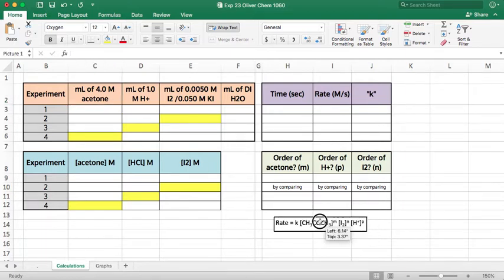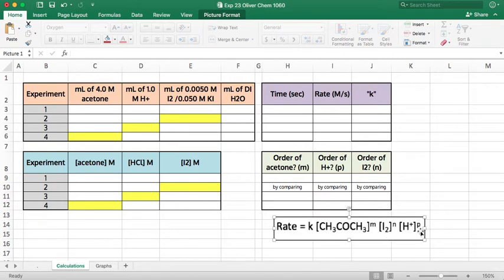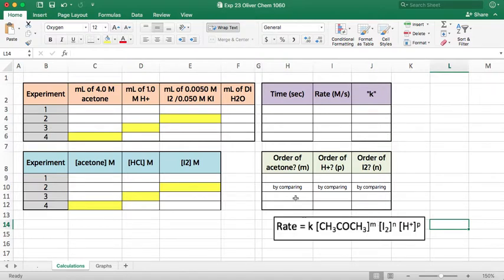So here's our rate equation. Rate equals k times acetone raised to the m power. We don't know what m is. We're trying to find it. I2 raised to the n power. We don't know what n is. And H+ raised to the p power.